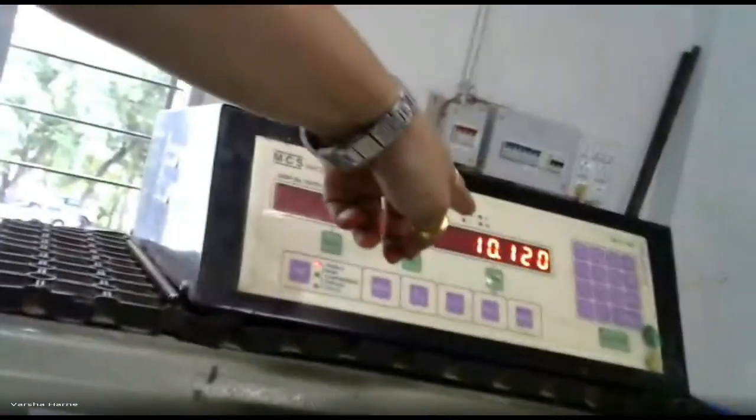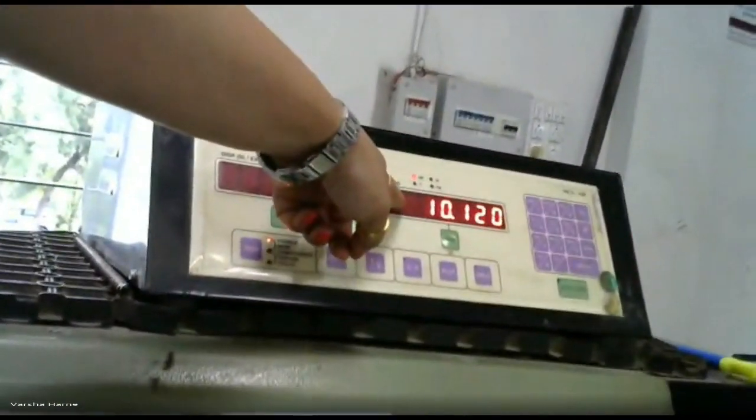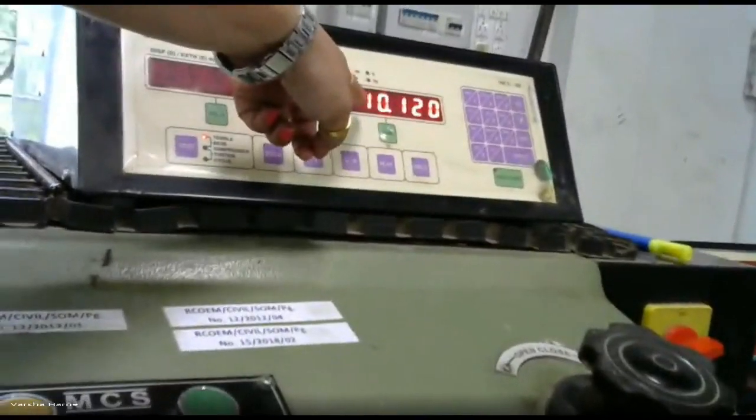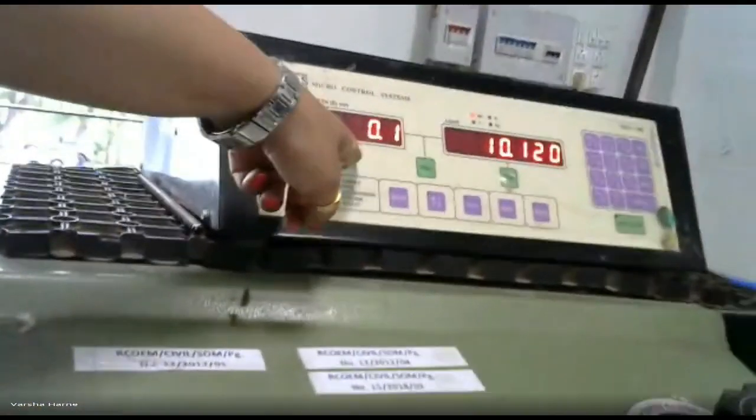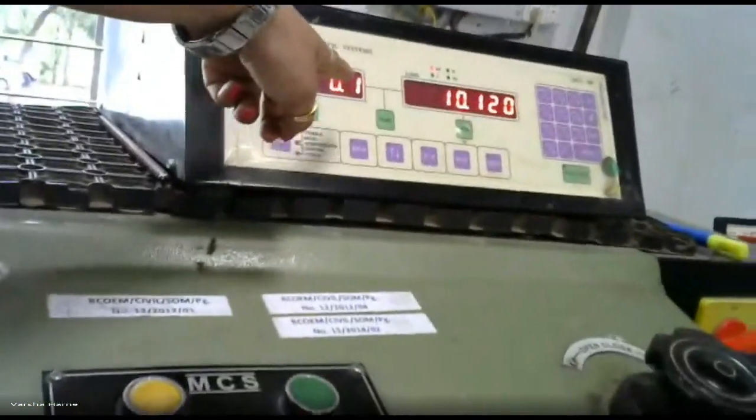Clear? Now this is our control panel. Here you can see how much load is acting. Normally this is 10 kilonewton point volt. Before performing our test, we first of all have to tare it. Tare means it is considered as zero.